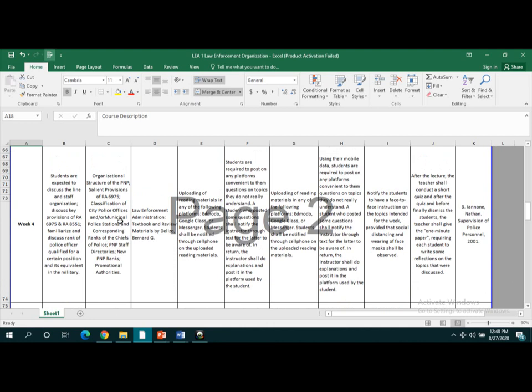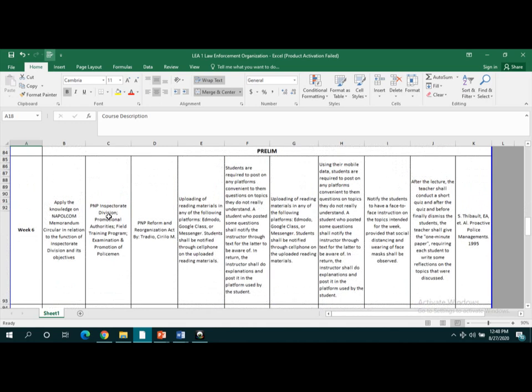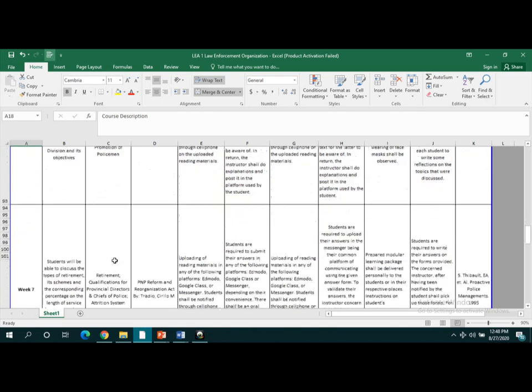Organizational structure of the PNP, salient provisions of Republic Act 6975 or the PNP law, classification of the city police offices and/or municipal police stations and corresponding ranks of the chief of police, PNP staff directories, new PNP ranks, promotional authorities. Week 6, these are our course content: PNP Inspectorate Division, Promotional Authorities, Field Training Program, Examination and Promotion of Policemen.